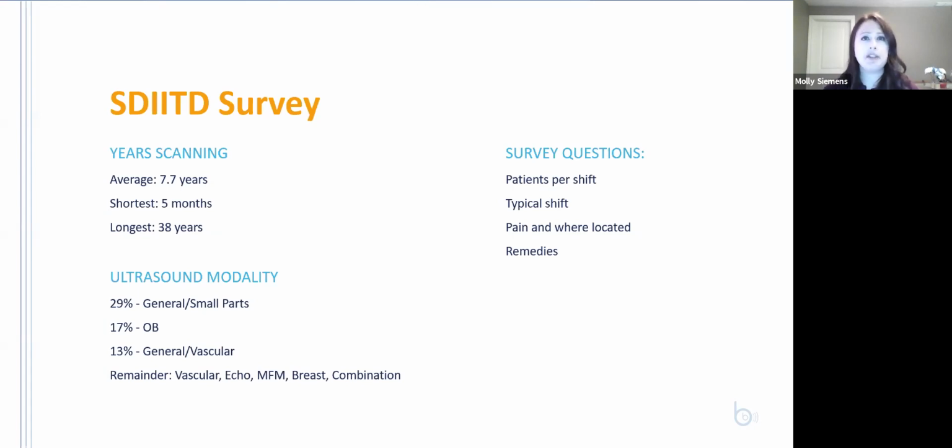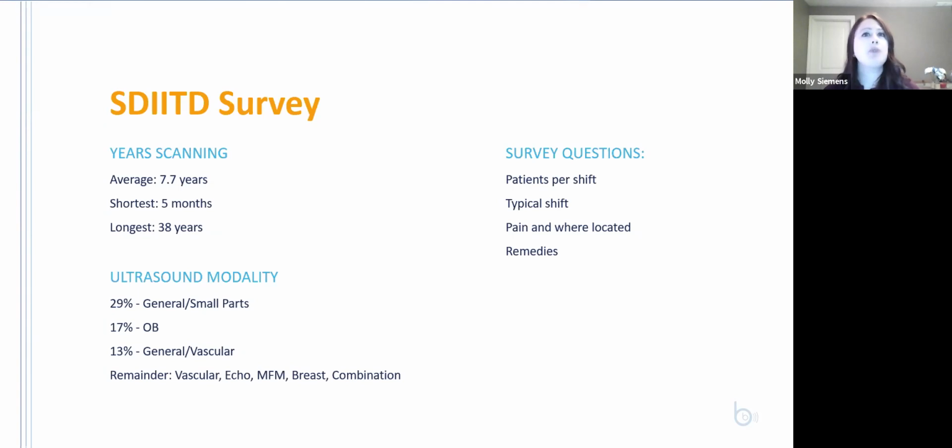In addition to years of service and the primary area of ultrasound that they practice in, we also asked how many patients they scan per shift, what a typical shift looks like, if they experience pain during or after the workday, where their pain is located at, and what remedies they use to help with this pain. The average number of patients scanned per shift was about 10. We received one response of 30 patients per shift and a few responses of 5 patients per shift. The 30 patient per shift response came from an OB sonographer, while the sonographer scanning 5 patients per shift reported working shorter shifts or were in more specialized areas such as MFM.